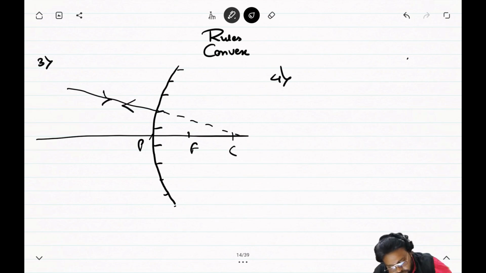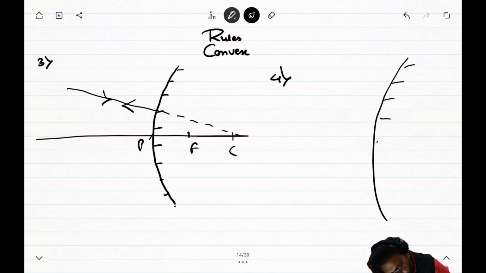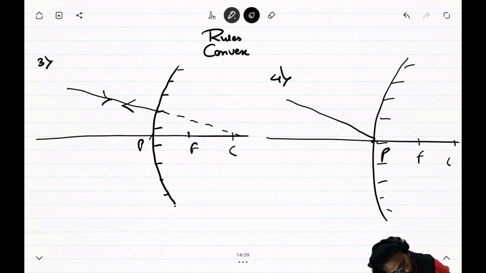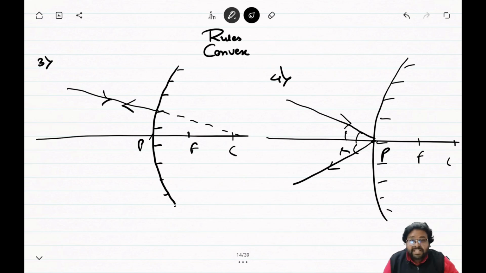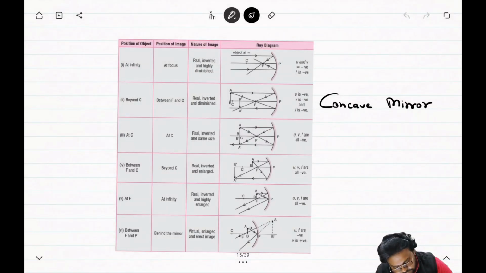And the fourth rule: the rays at P, F and C, the first rules are easy. At P, angle of incidence equals angle of reflection. So these are the four rules we basically use to make ray diagrams in these mirrors.